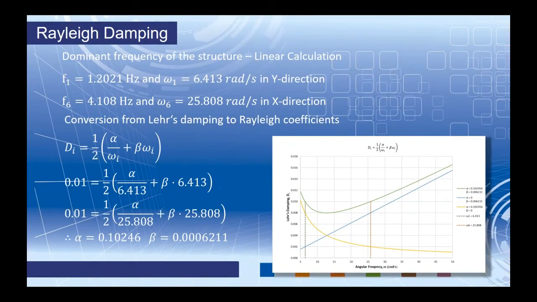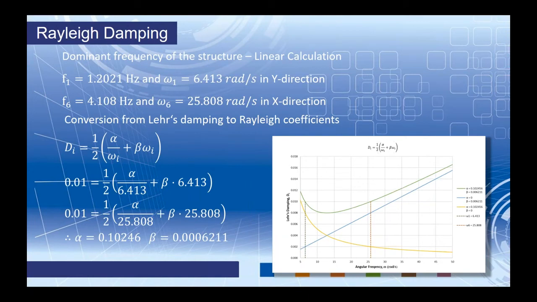For example, today's structure, I'd like to set the damping at 1% for this steel structure. Concrete might be something more like 5%. So the question is, how do we convert this Lehr's damping that we're also familiar with into Rayleigh damping? Well, it's actually quite simple.